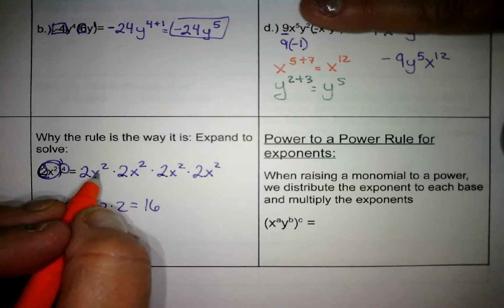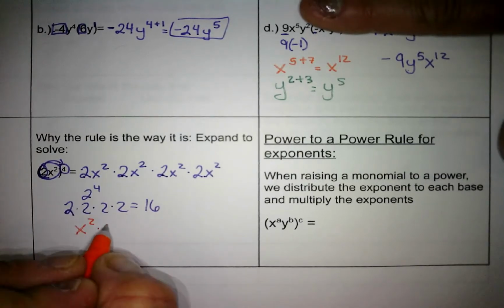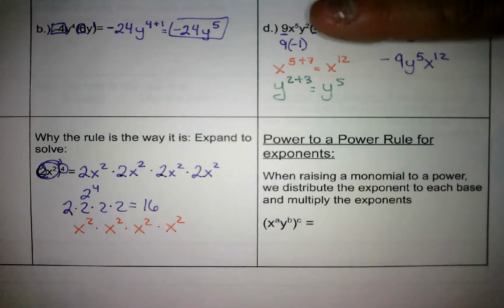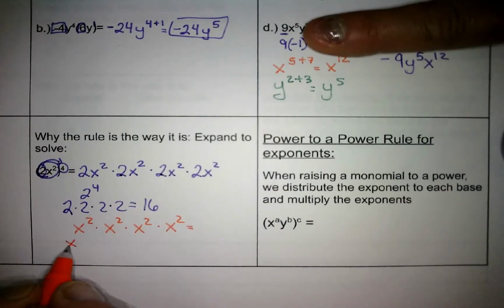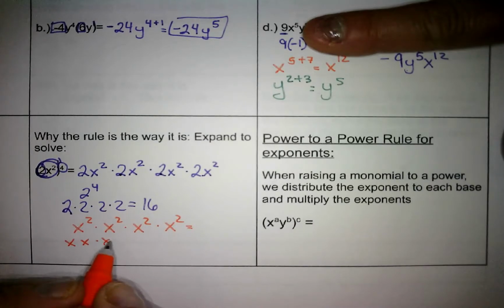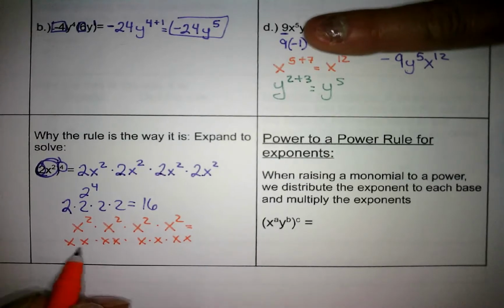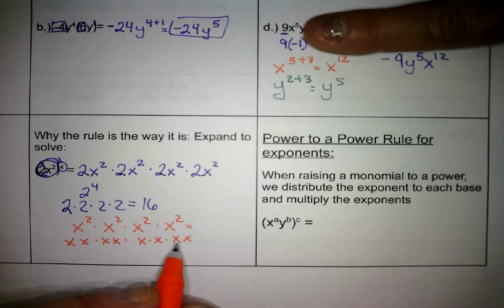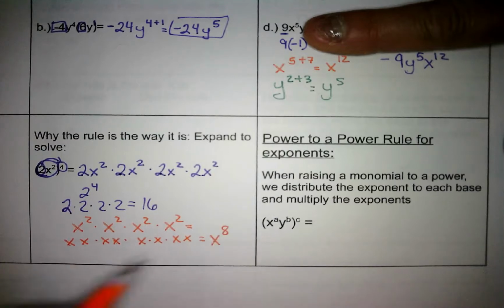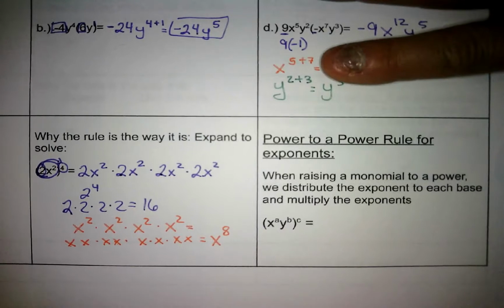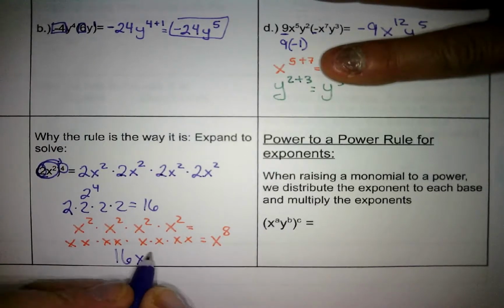Now let's deal with these. So I have x squared times x squared times x squared times x squared, which is really x times x times x times x times x times x times x times x. So how many x's are there? 1, 2, 3, 4, 5, 6, 7, 8 x's. So that's x to the 8th power. So my final answer is going to be 16x to the 8th power.